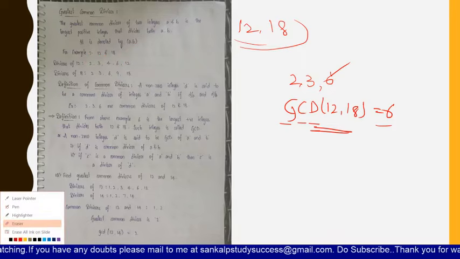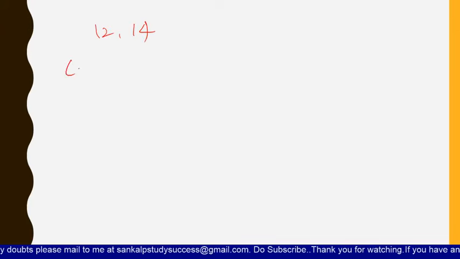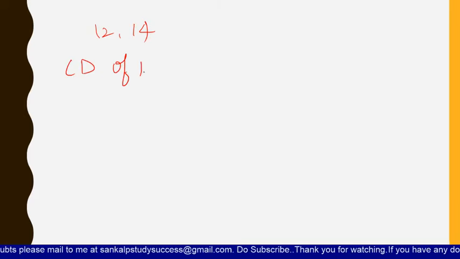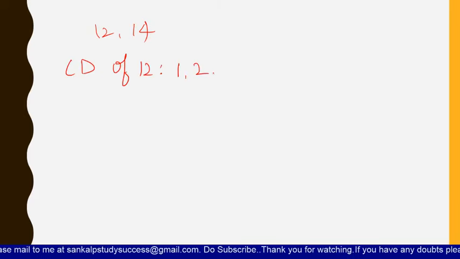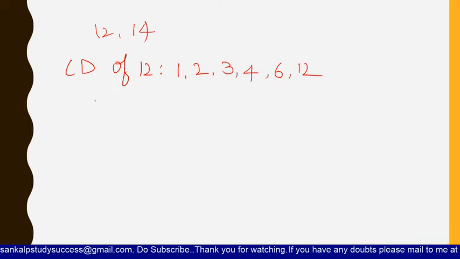Now let us solve some problems. Greatest common divisor of 12 and 14. So now, what are the divisors of 12? 1 is a divisor, 2, it is also divisible by 3, and 4, 6 and 12. These are the divisors of 12, correct?